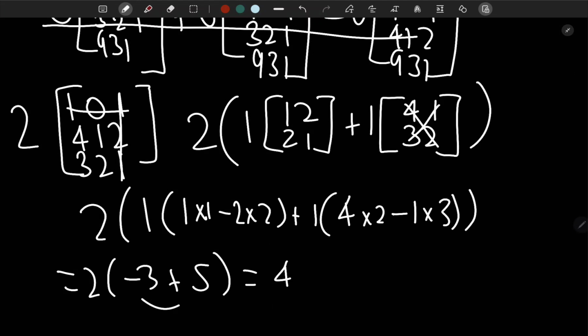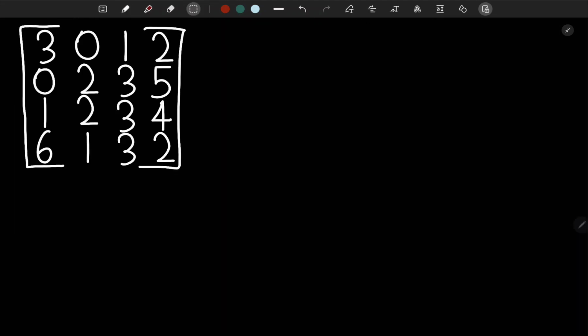So now let's do an example where we don't have such an easy matrix and we don't have that many zeros. Here we have another 4 by 4 matrix, and we can notice that there is one 0 in any row or column that you take, so it doesn't really matter which row or column we take. I'm going to take the first row.